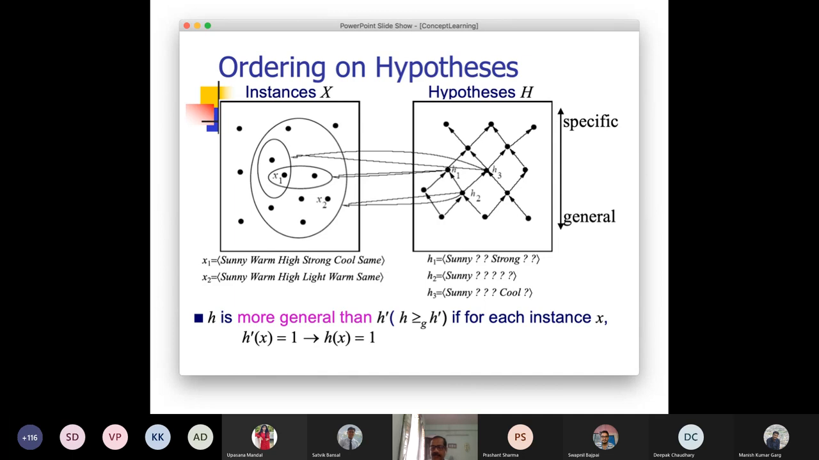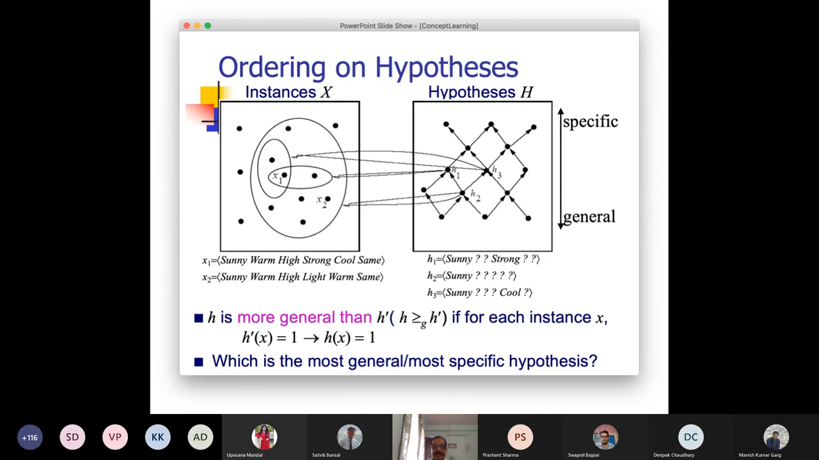We did not utter the term specific because it is not required. We say more general, but the other way you can say that H prime is also more specific than H. So this is the question I have already answered, which is the most general and most specific hypothesis. Is it clear?